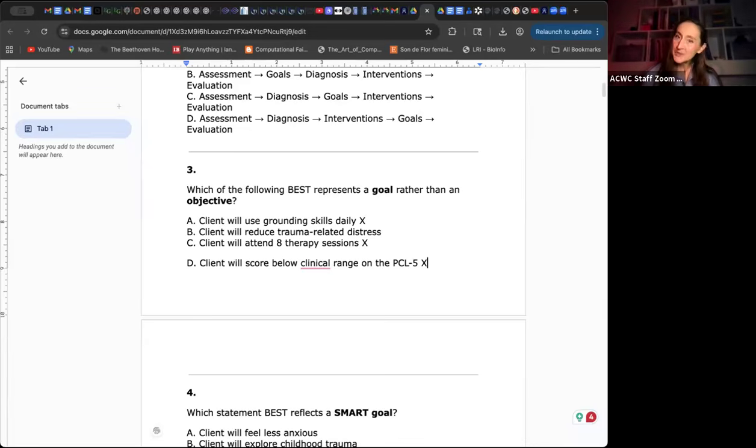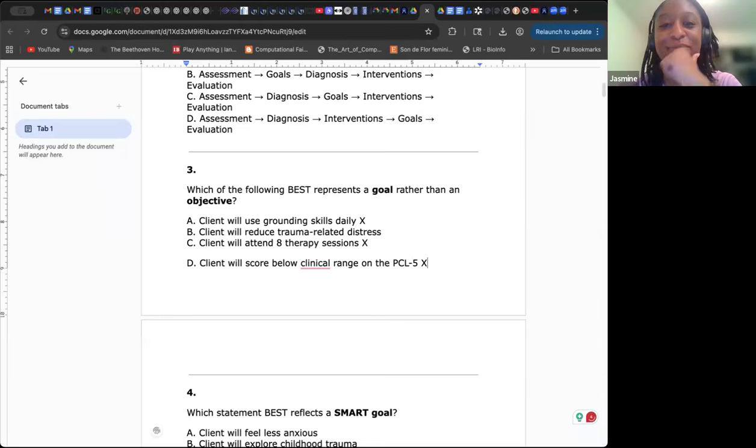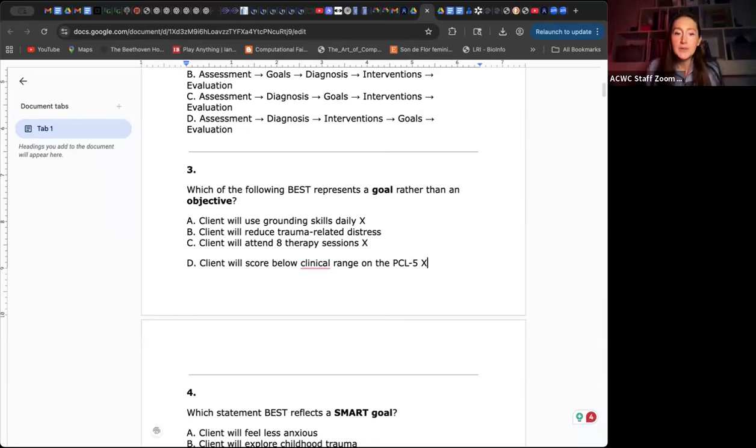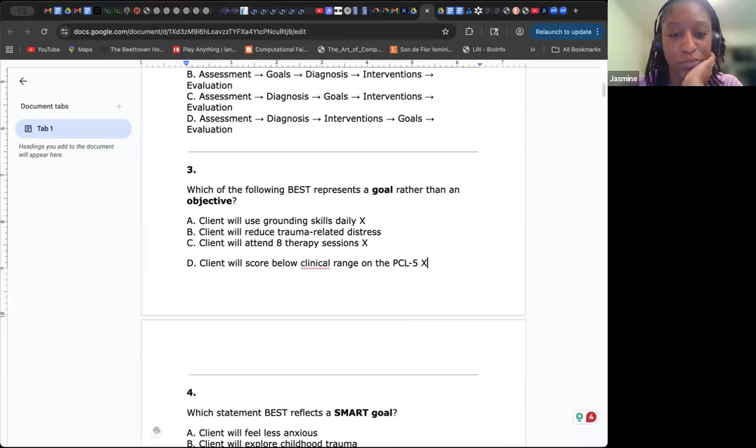I know. That's why this one was hard for everyone last night too. Well, I don't know about everyone, some people didn't let me know, obviously. But this one was hard for a lot of people. If you get between something like B and D, go back to what's the broadest picture? What's the biggest picture? And also what's a goal you would write down for a client?